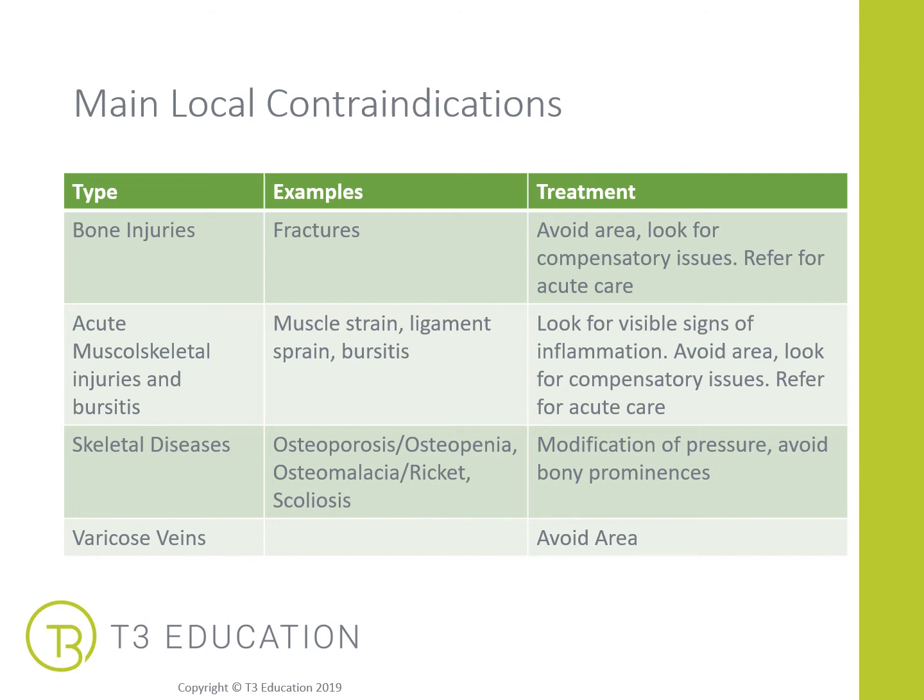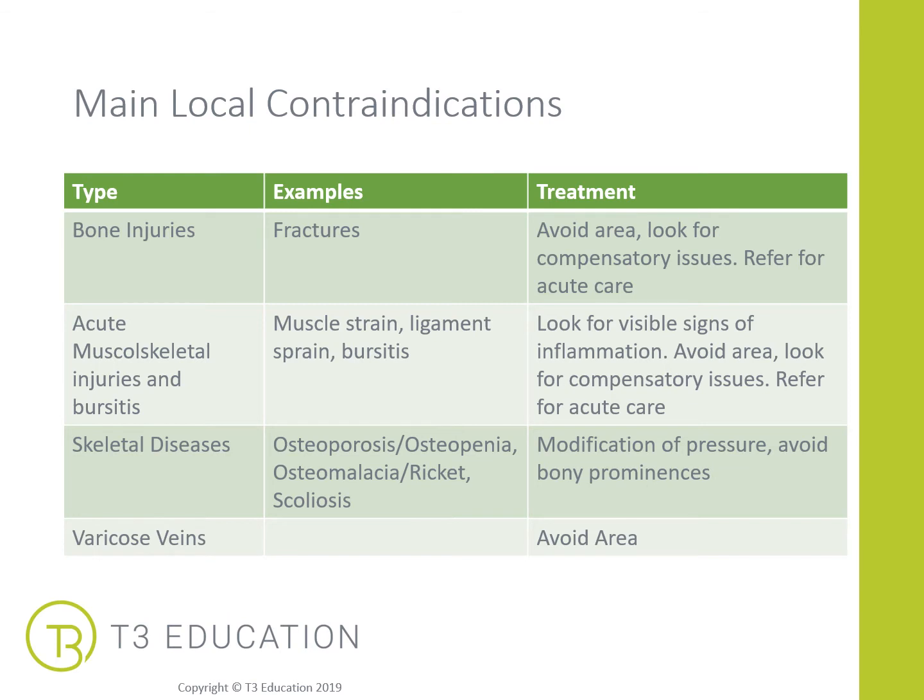Next is acute musculoskeletal injuries and bursitis. These might be muscle strains, ligament sprains. Firstly, look for visible signs of inflammation. If your client has come to you and they are presenting with an acute musculoskeletal injury, then firstly, always refer on. Work with that local clinician, someone that can help with acute injuries, and refer on to get some help. So we avoid the area, but what we can do is again work on the compensatory issues.